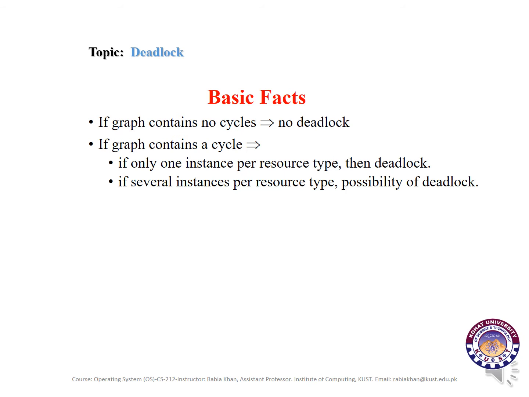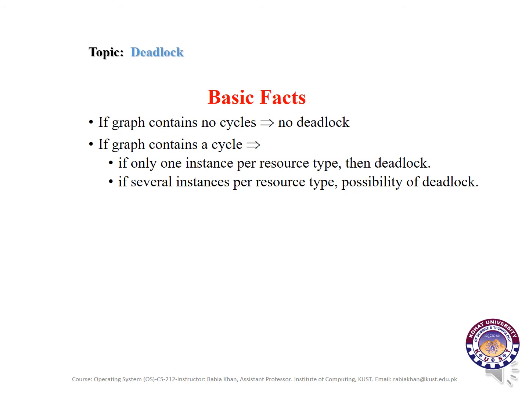So, keeping in view the resource allocation graph, some basic facts to detect a deadlock in the graph should be kept in mind. What are those facts? If the resource allocation graph does not have any cycle, there would be no deadlock. But if there exists a cycle, then we have to look for the deadlock breakers. So if there is a cycle, there is a possibility of deadlock.